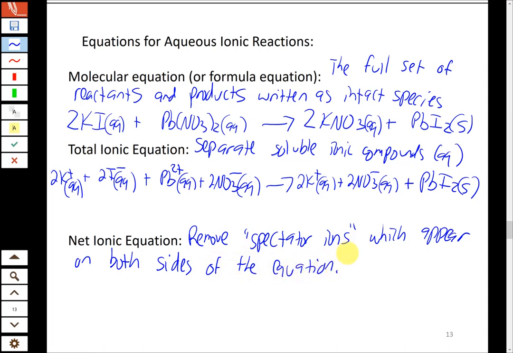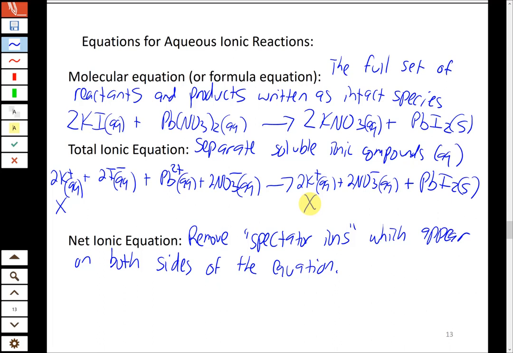All right, so if we go back up to our total ionic equation, we see that we have 2K plus on the reactant side, and we have 2K plus on the product side. So in net, nothing is happening to K plus. It's just staying dissolved in the solution the whole time. So this is one of our spectator ions. I'll mark the spectator ions with an X here.